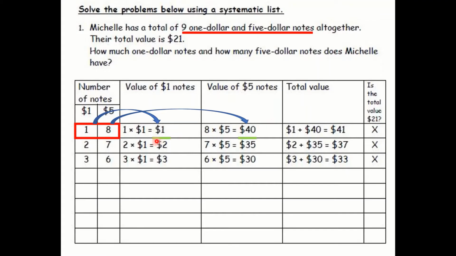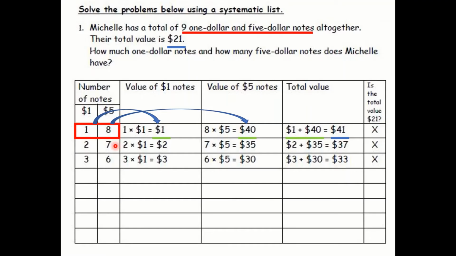So we add the portion that I underlined in green, which is $1 and $40, and that will give you $41. However, the question says that their total value is $21. So in this case, since the total value is not $21, we will mark a cross. Now in order to achieve $21, we have to decrease the total value. One good way is to decrease the number of $5 notes.